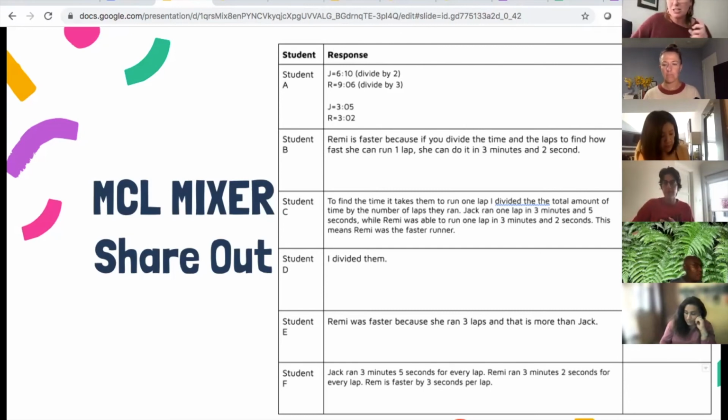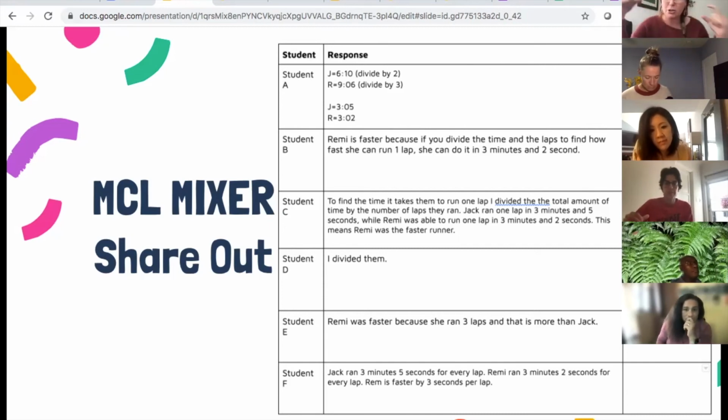And I want to just, in the minute that we have left, talk about student E, because if I look through the Jamboard, I saw everything from no evidence to an MC. So I just want to look at this one really quick. Remy was faster because she ran 3 laps, and that's more than Jack. Is that the correct math? Did they mathematize it? Are they setting up the model correctly to compare rates?